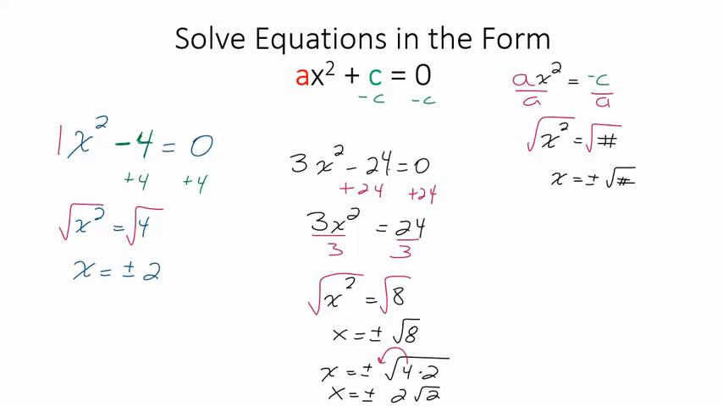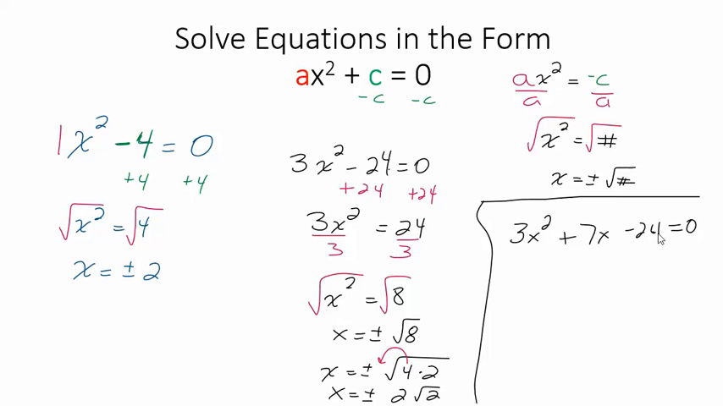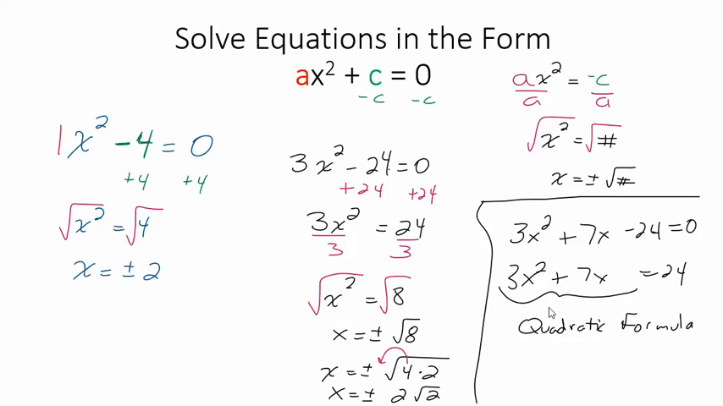Now this really only works if there's no b value here, if there's no x term. If I have something like 3x squared plus 7x minus 24 equals 0, I can't use this technique because I can't get my x's on one side. I can't isolate a single x term. I mean, I could move my 24 over, but these are not like terms, so I can't combine them together. I'm kind of stuck. So in this case, I'd have to use the quadratic formula or factoring. Probably this doesn't factor because I just made it up, but you could check and see.